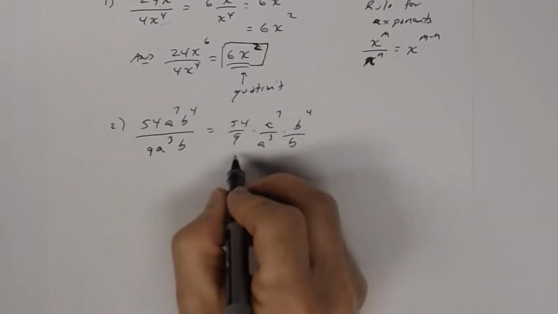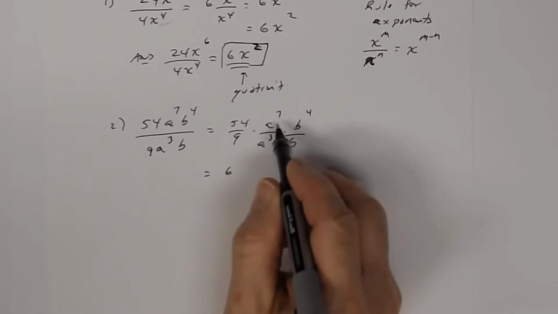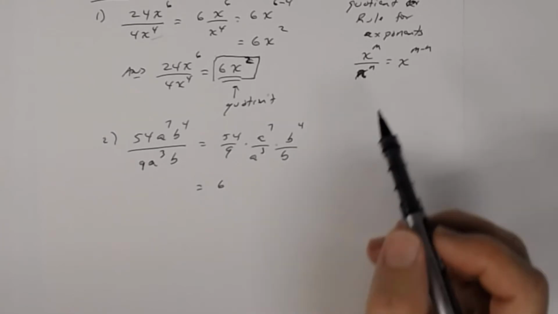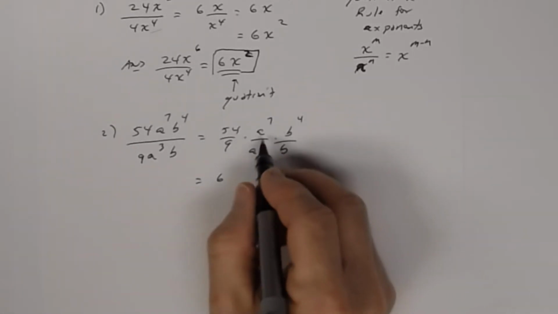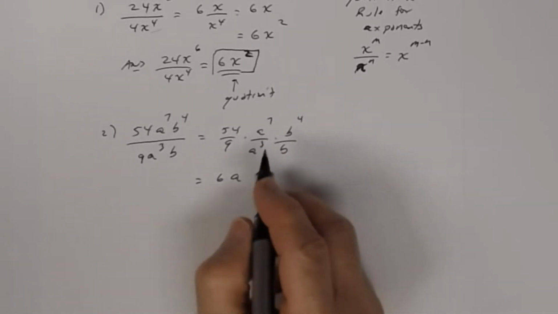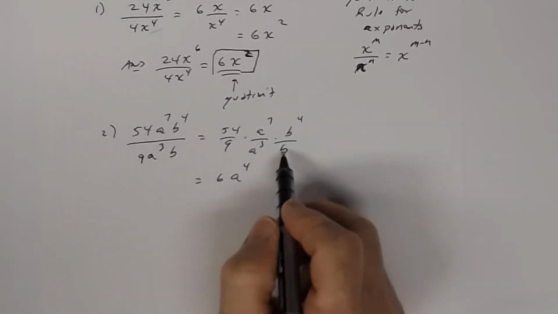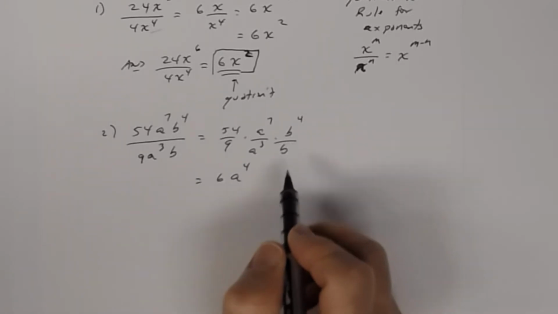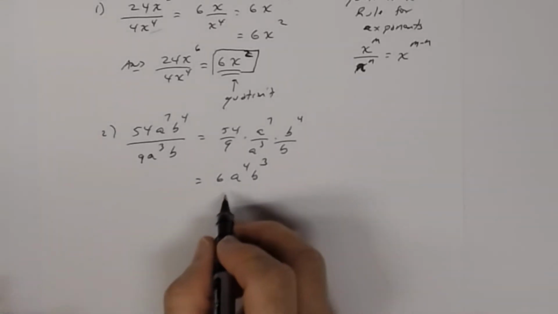And I know that 54 divided by 9 is 6. And I know that a to the seventh divided by a cubed, based on the quotient rule for exponents, when I divide like bases, I subtract exponents. So a to the 7 divided by a to the third is a to the fourth, because 7 minus 3 is 4. And remember, this denominator here is b to the first power. There's no exponent there; that's understood to be a 1. So 4 minus 1 is 3. So this will be b to the third. And so that's your quotient.